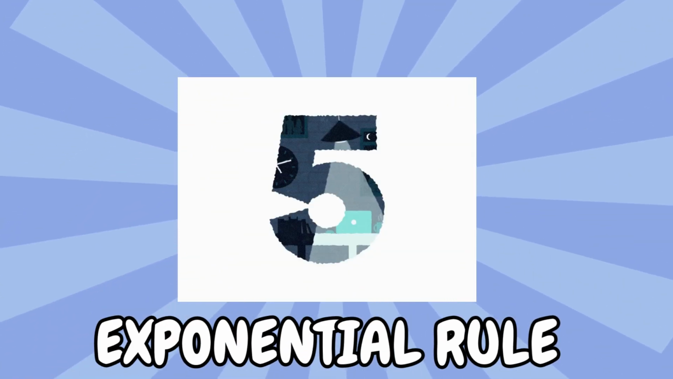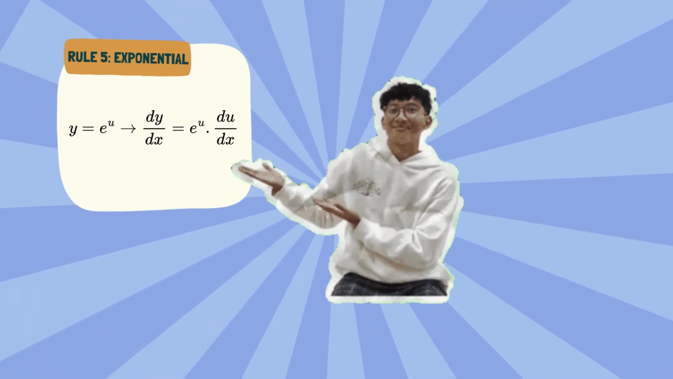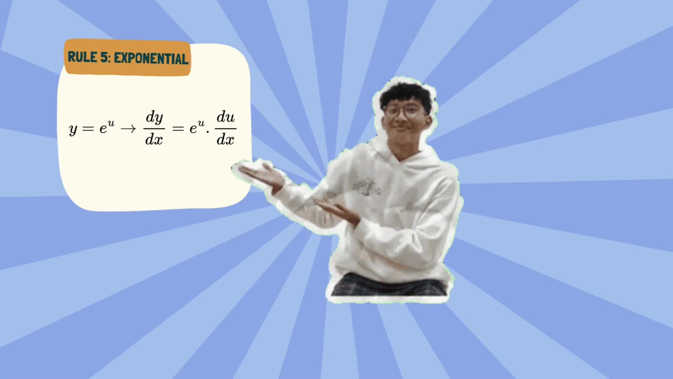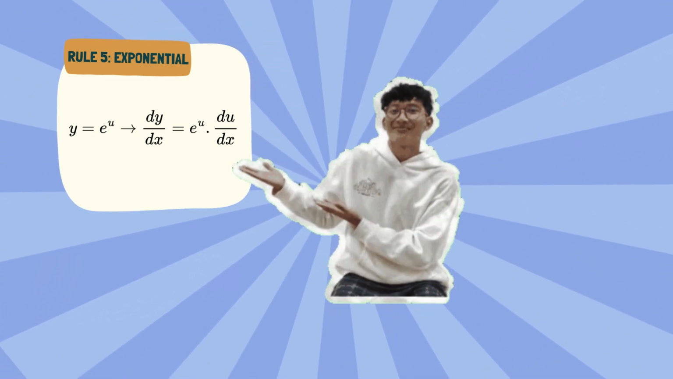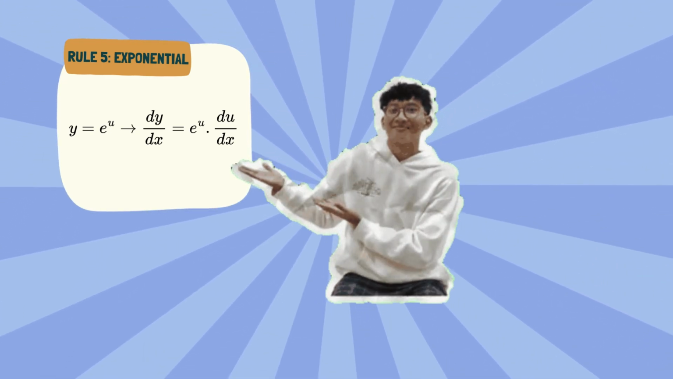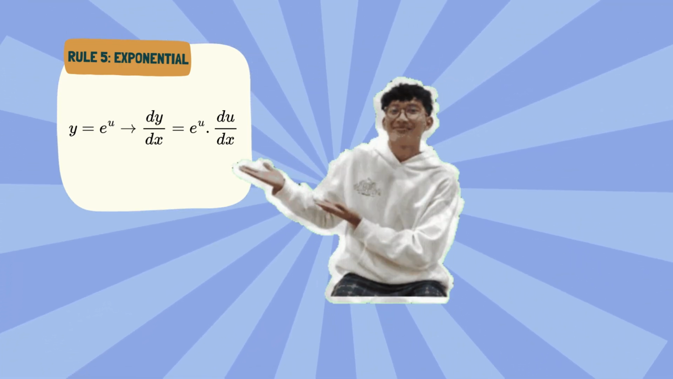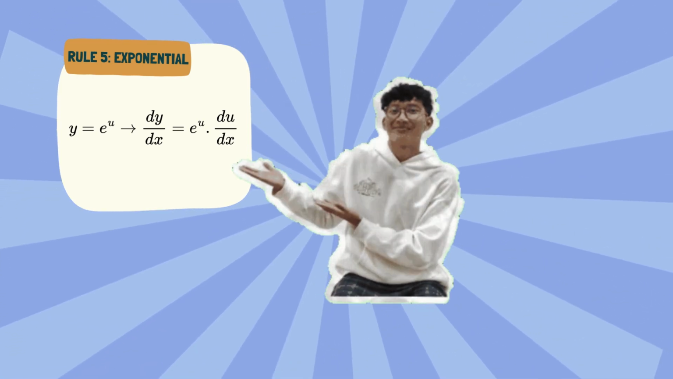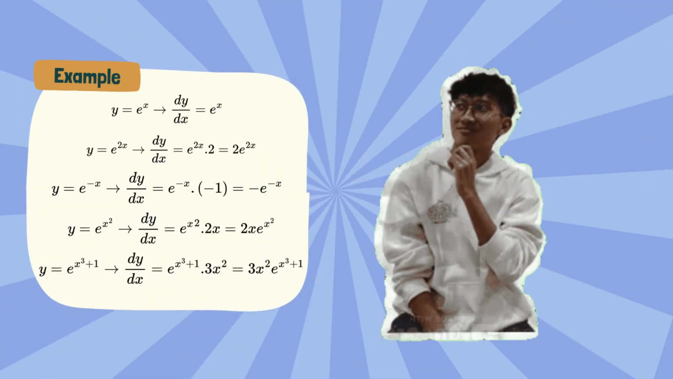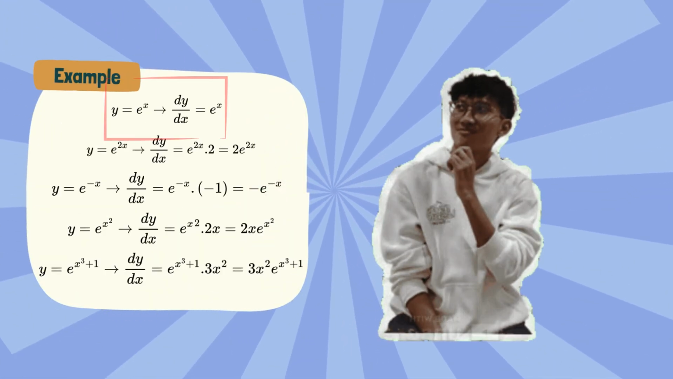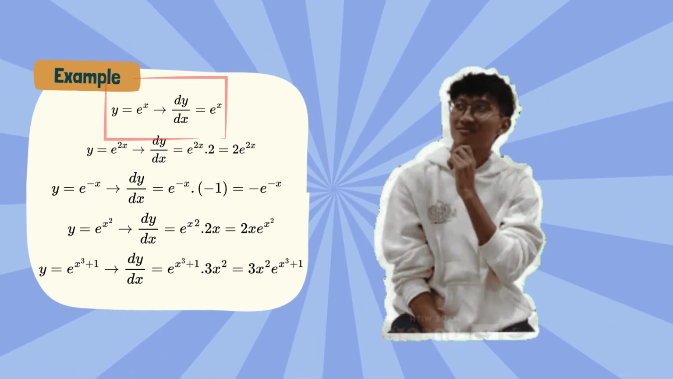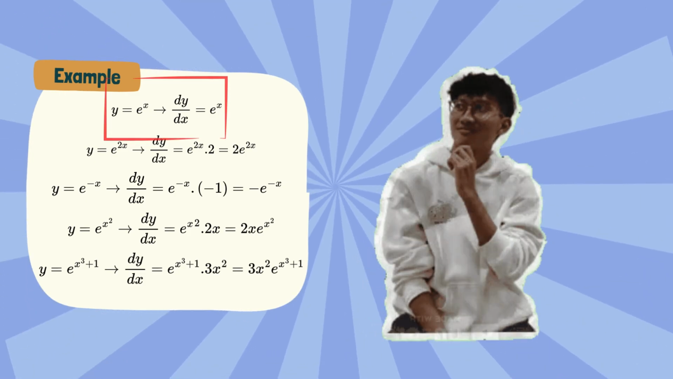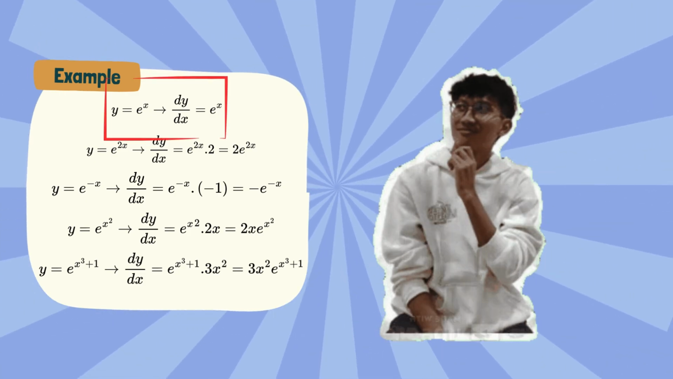The next rule is rule number 5, which is exponential rule. If y equals e power of u, the general equation means that it is an exponential equation. When we differentiate it, you have to copy back the exponential. Then differentiate u, which is the power, and multiply it with the exponential. For examples, y equals e power of x, you will get e power of x only, because when you differentiate x, you will get 1 and multiply it with e power of x.